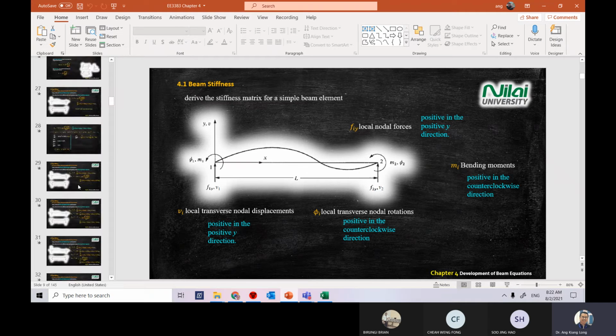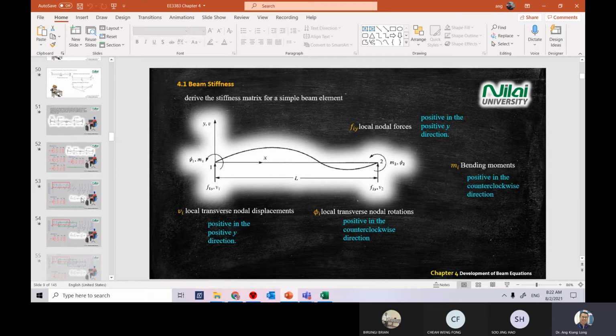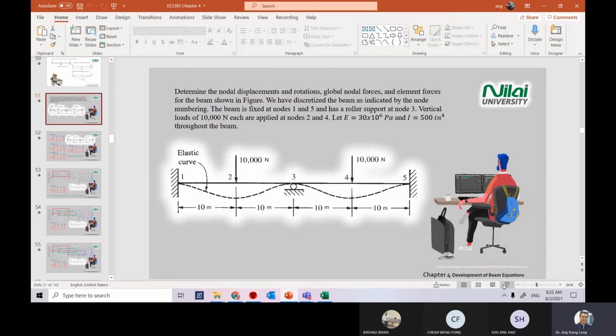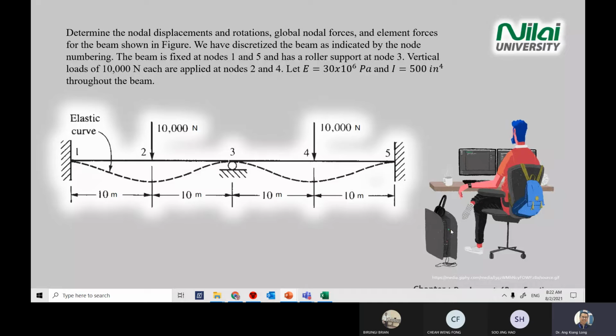Then you look back to the question itself, and look at the steps now. The steps actually are quite standard. Once you understand the steps, like step 1 you do what, step 2 you do what, then you can score quite high for this chapter. Right now, you see the question asks us to determine the nodal displacement, rotation, global stiffness, global forces, element forces. This one is quite standard. For beam, if you follow the standard, step 1 until the last step, you will get the answer.